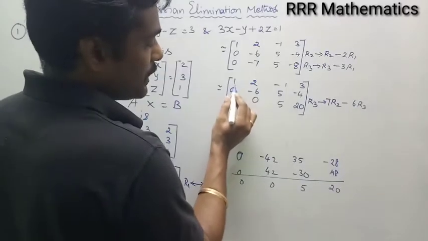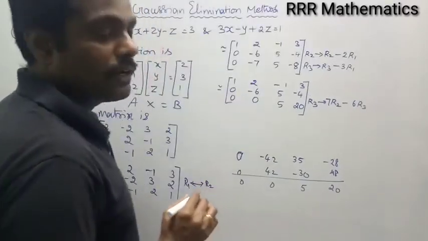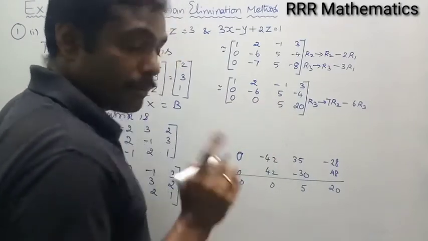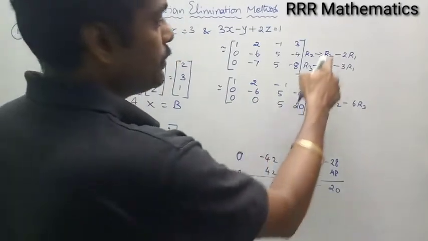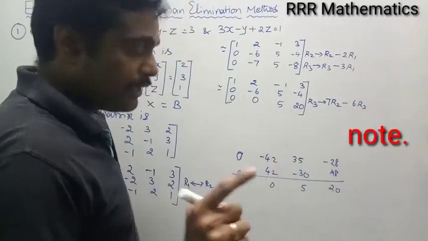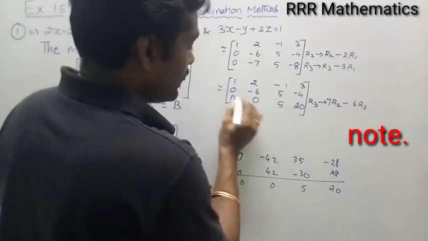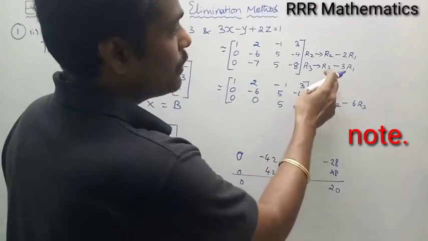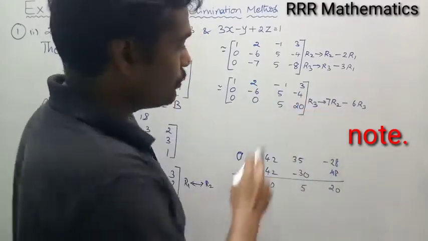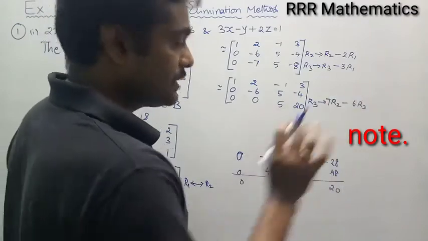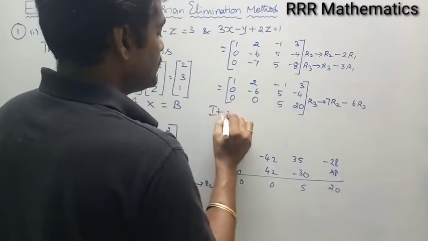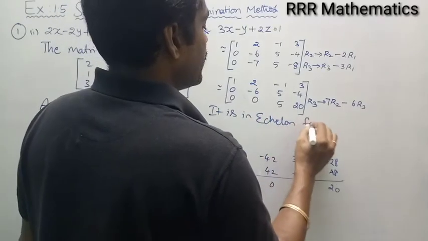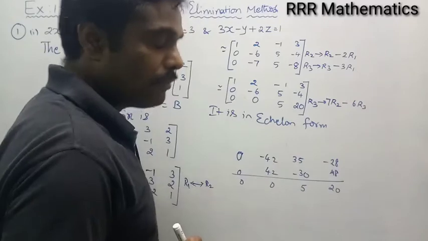When you bring zeros like this, a triangular shape of zeros, it is called echelon form. After getting echelon form, if any two rows are proportional or identical, you want to continue this elementary operation. Just make a note: after getting a triangular shape of zeros, if any two rows are identical or proportional, you want to continue the elementary operation like this to bring some more zeros. Otherwise, just leave it as it is. It is in echelon form.